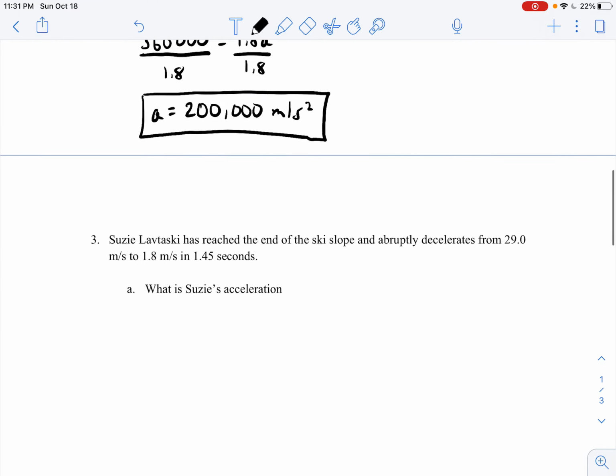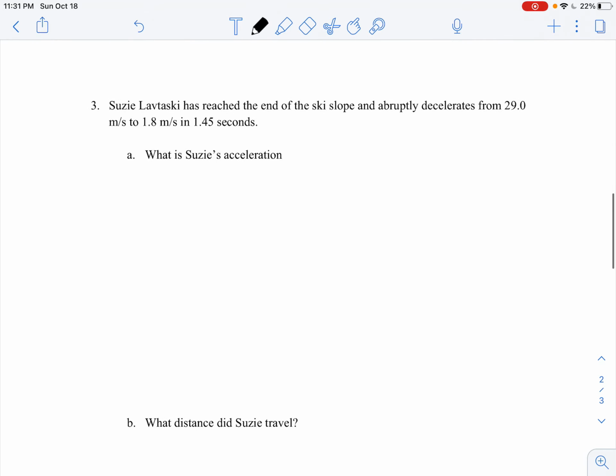Moving down into question 3 here, we have Susie Oftowski has reached the end of a ski slope and abruptly decelerates from 29 meters per second down to 1.8 meters per second in 1.45 seconds. So, our initial velocity is going to be 29. We're going to be dropping down to a velocity of 1.8 meters per second. It's going to take us 1.45 seconds to do so, and we want to figure out what our acceleration is.